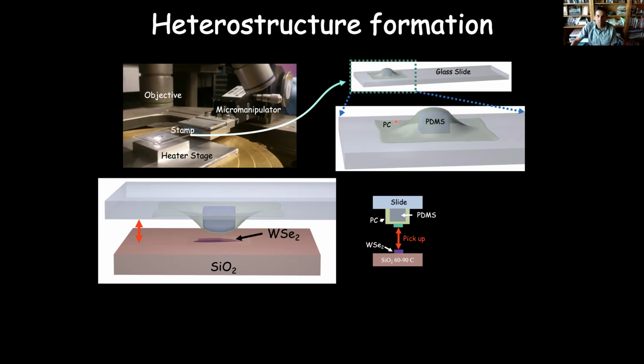Now we heat to a much higher temperature, 180 degrees Celsius. That's hot enough to actually melt this polycarbonate. And so instead of picking up the sample, we actually melt the heterostructure stack down onto the substrate underneath, and then it's patterned onto this substrate.